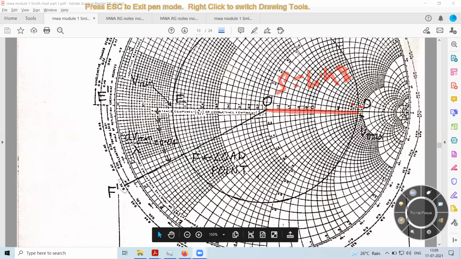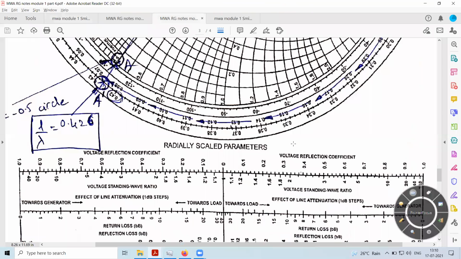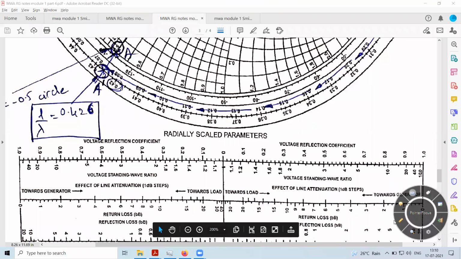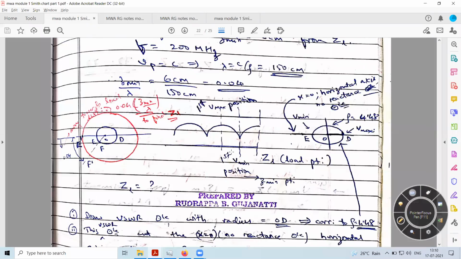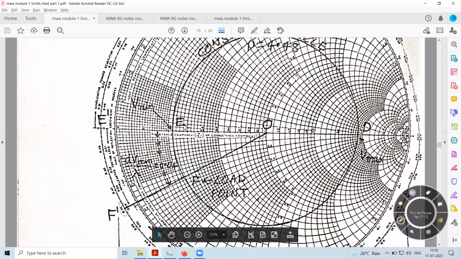Now, we have to mark 4.48, the radius corresponding to 4.48. Remember, the radius is not equal to 4.4 centimeters or something. It is actually associated with the VSWR scale. So you have to measure the radius using the VSWR scale. From O, what is the distance where 4.48 VSWR is present? This distance is the radius of the VSWR circle, and on the Smith chart you need to draw this circle.